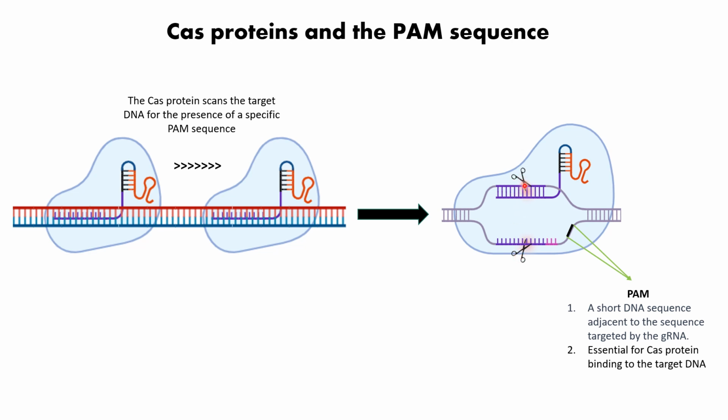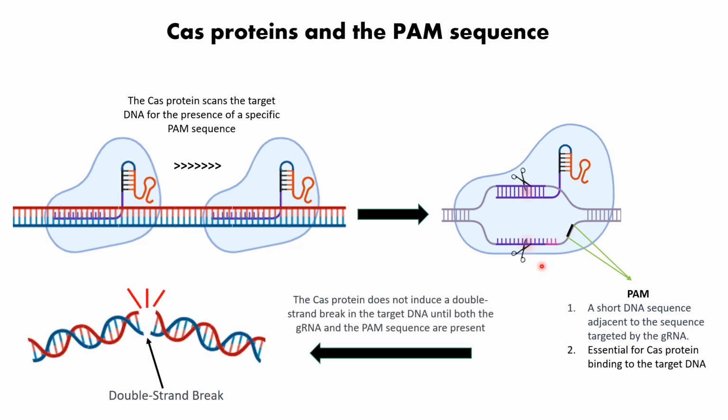However, before the Cas protein is able to cut the DNA, it needs to identify a small DNA sequence called the PAM sequence. The PAM sequence is a very short DNA sequence, very close to the target DNA, in this case the DNA of the virus. So it's going to be very close to that target sequence. Once the Cas protein identifies the PAM sequence, then the Cas protein will start cutting the DNA.